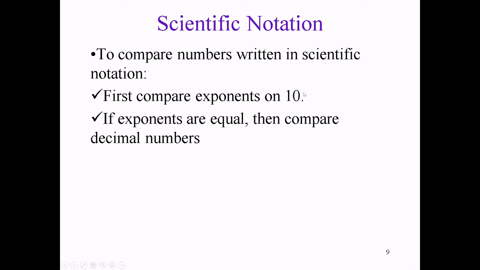If the exponent on one of the numbers is larger than the exponent on the other one, you're done. That's the larger one out of the two. It's only if those exponents are equal that we need to even look at the decimal numbers in this case.